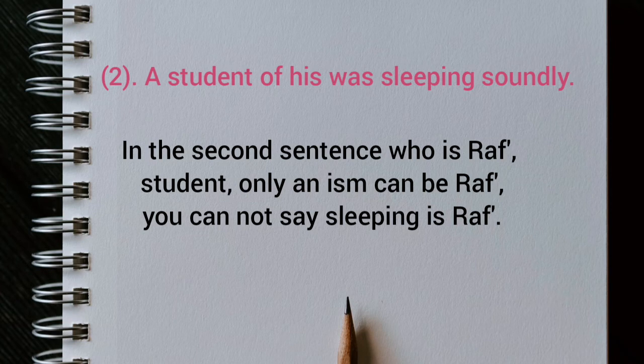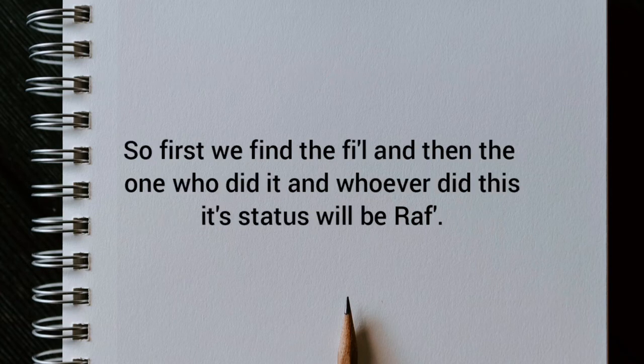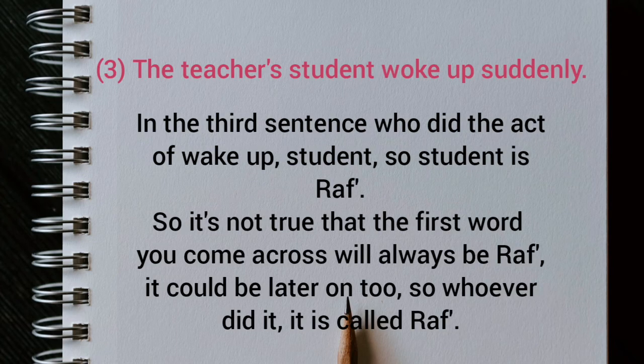You cannot say sleeping is rafa. So first we find the fi'l and then the one who did it, and whoever did this will be rafa. In the fourth sentence, who did the act of waking up? Student. So student is rafa.